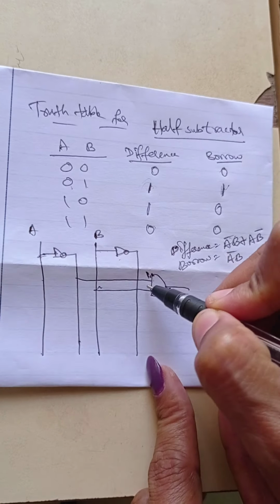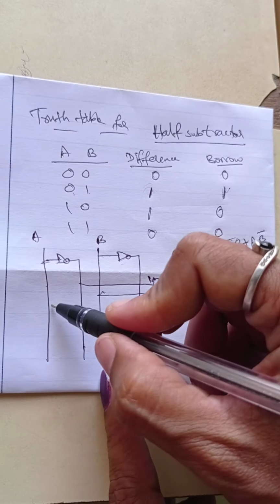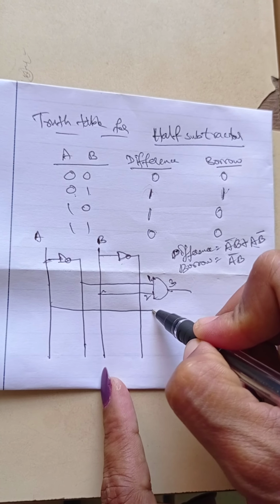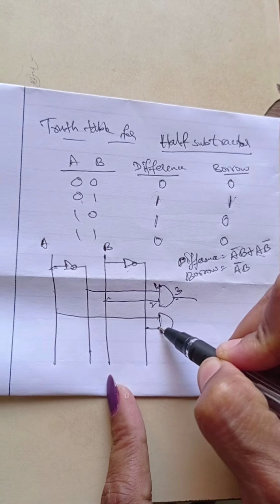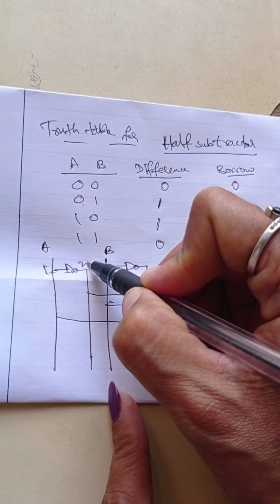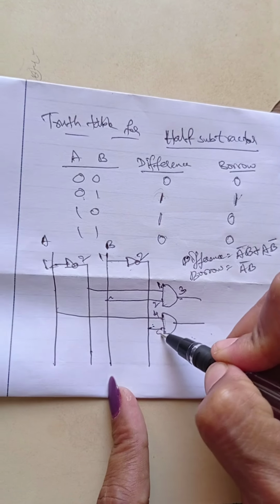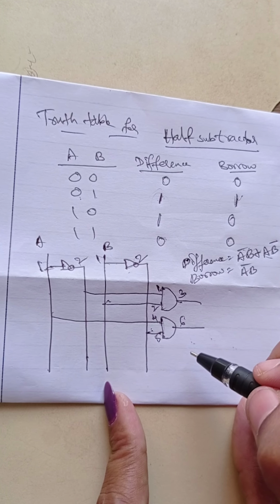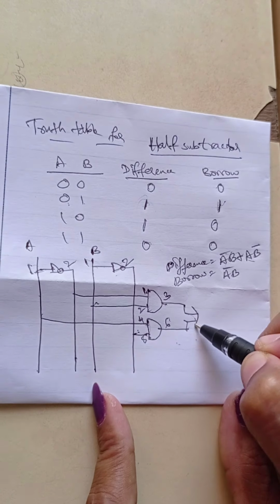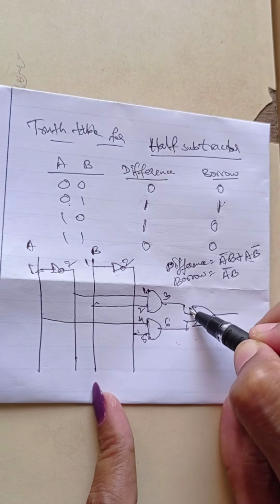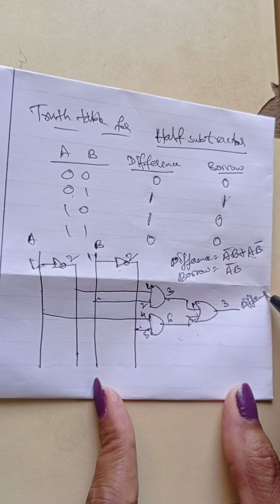Now we will connect first A bar, take one input A bar, B for AND gate. Okay, you can take pin number 1, 2 and 3. Same as A B bar, take one input from A and the other input B bar, NOT gate output. This is NOT gate pin number 1, pin number 2. Okay, now take here 4, 5, 6, 7 is ground. Next, connect these two for OR gate, that is pin number 1, 2 and take the output from pin number 3. This becomes difference.